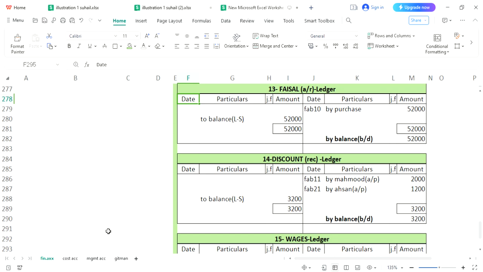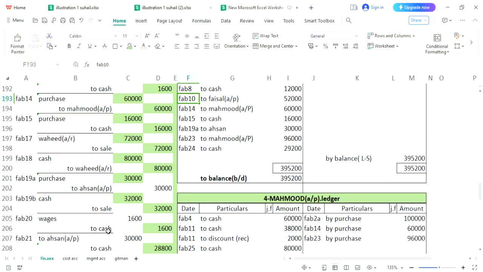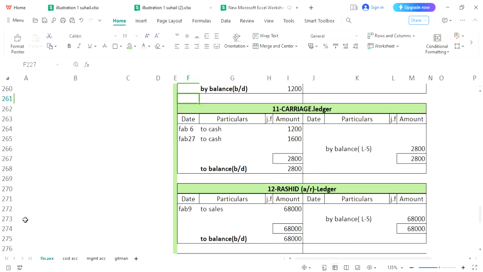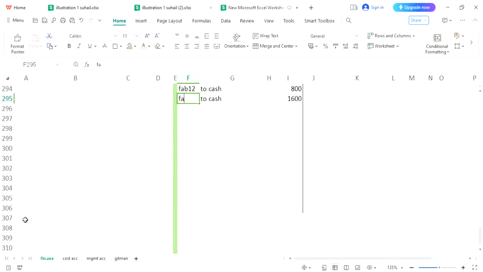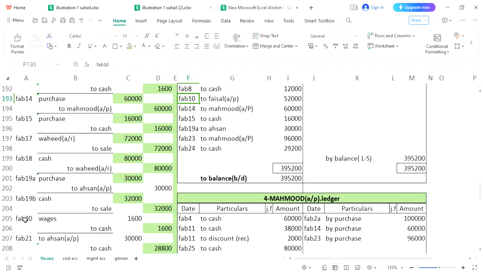Now see the date for 1600. This 1600 was posted, February 20 was the date. So we will put February 20. Now see, after February 20, these wages have been posted, its date has been mentioned, its reference to cash has been posted, amount has been written 1600. It means this entry including 1600 is completed, so we are marking it as completed.